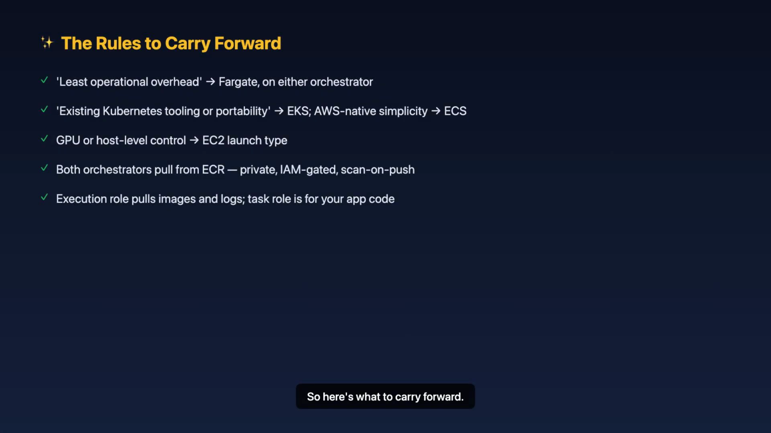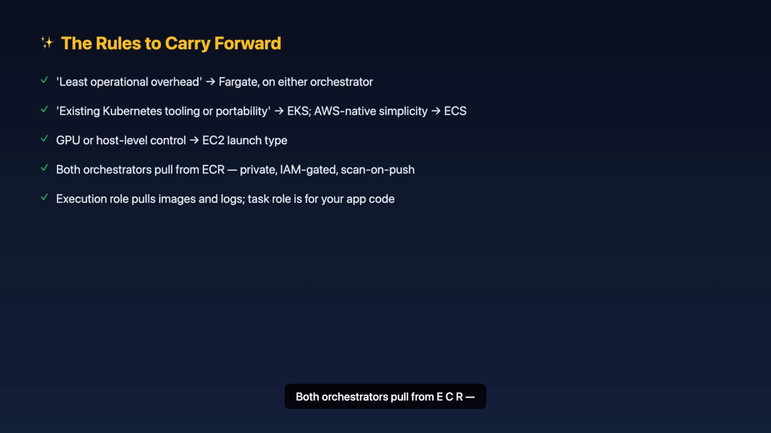So here's what to carry forward. Least operational overhead points to Fargate on either orchestrator. Existing Kubernetes tooling or portability points to EKS, while Amazon Web Services native simplicity points to ECS. GPU or host level control means the EC2 launch type.